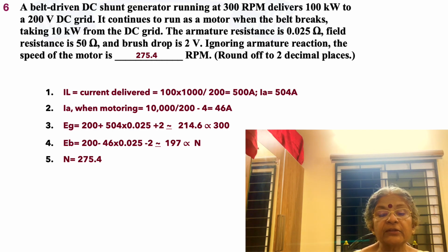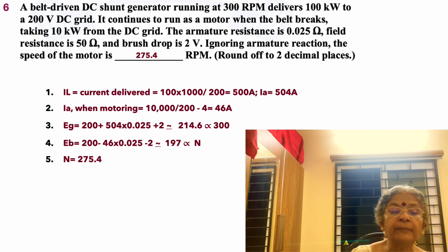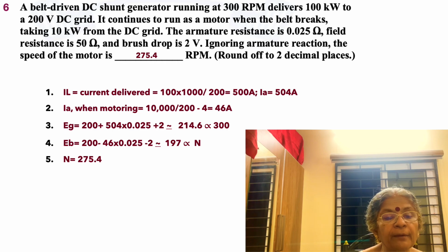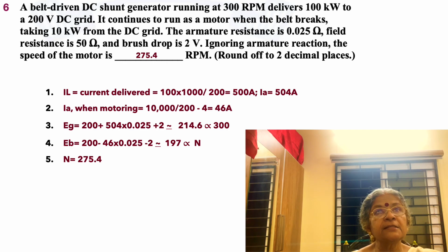We have a change of scenario. Earlier it was a generator delivering 100 kilowatt at 200 volt DC to the same grid. Now it takes only 10 kilowatt because it's running as a motor, because the belt has broken. The armature resistance is 0.025 ohms. Field resistance is 50 ohms. Immediately as you encounter the field resistance, divide the available voltage by 50 to get that current. So 200 by 50 is 4 amps. This 4 amps is applicable for both the motor and the generator because it is steady, with 200 volt applied across the shunt field. The brush drop is 2 volt, which is also steady.